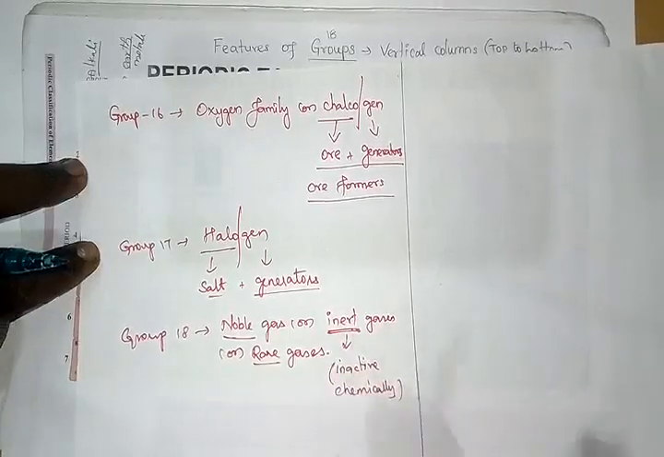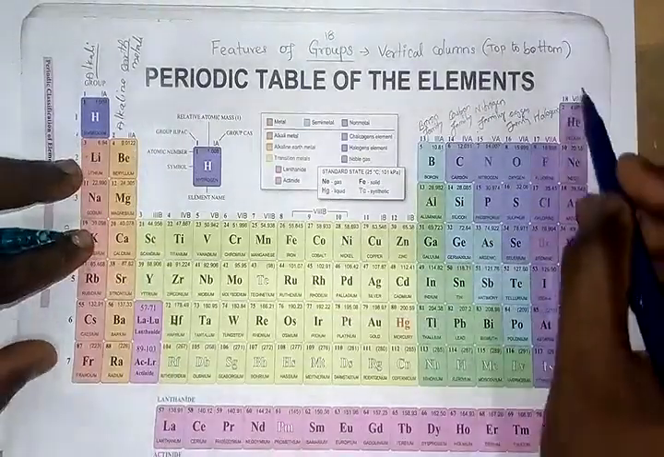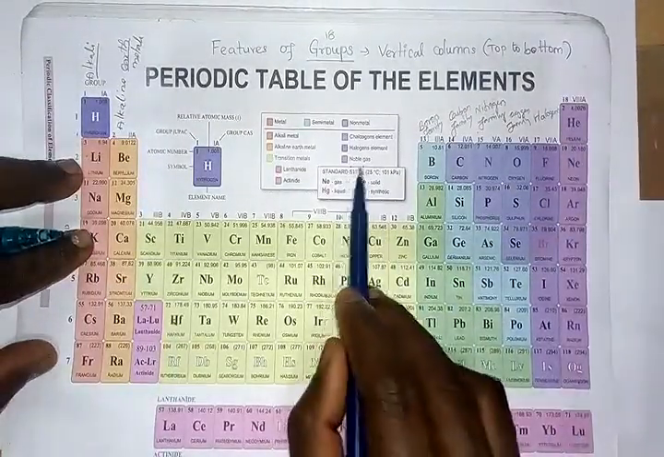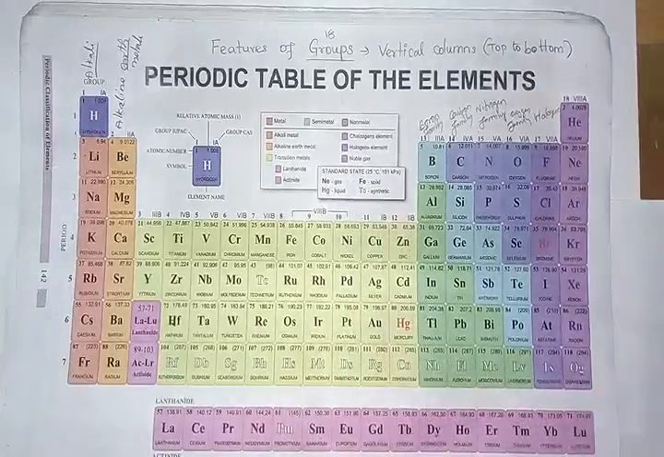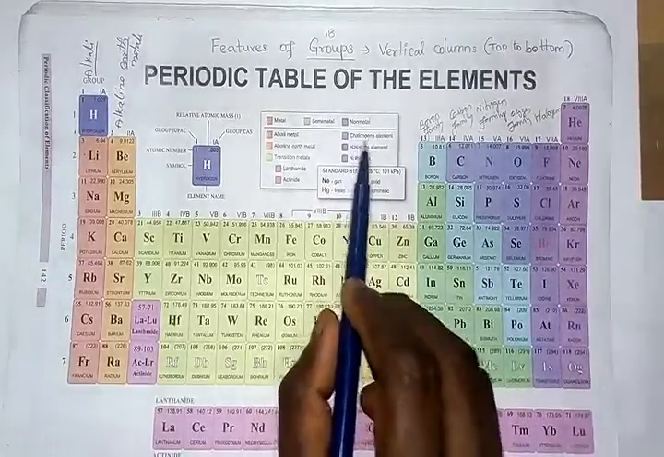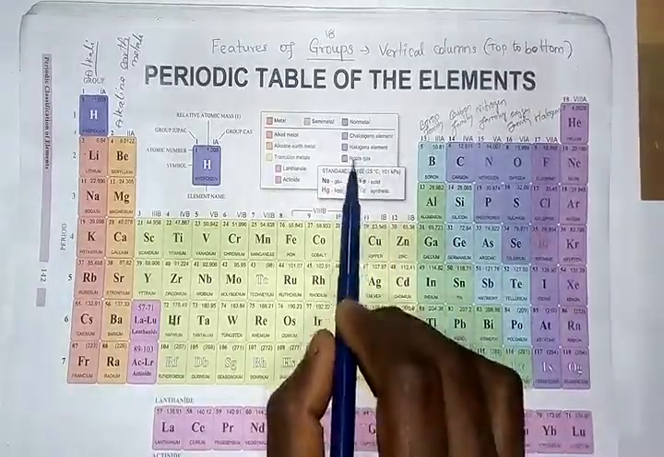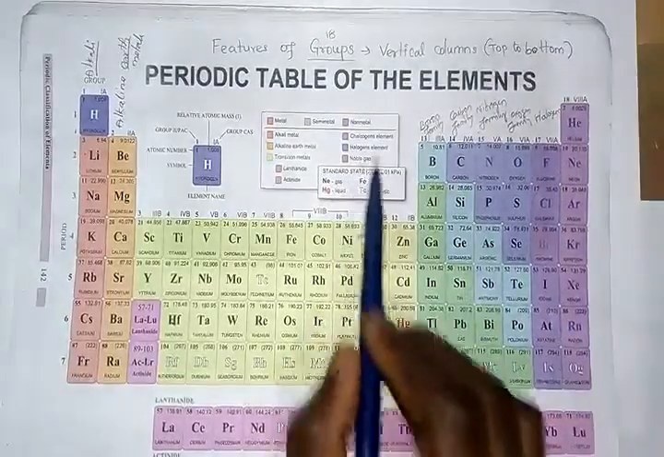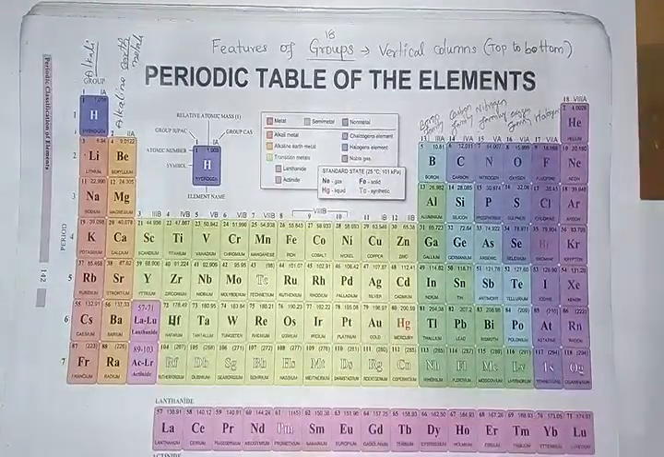That's the reason they are called inert gases. So the 18th group elements are called noble gases or inert gases. Understand? So you could see the chalcogens here, the oxygen family, and the halogens. Okay, this is the idea you should understand.